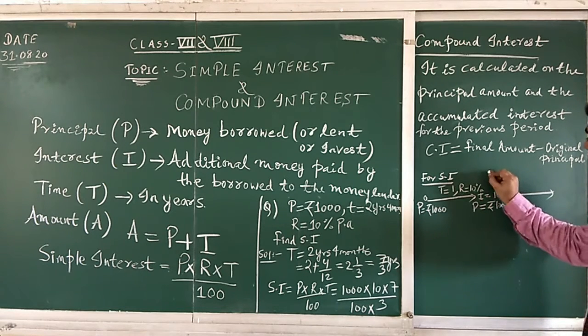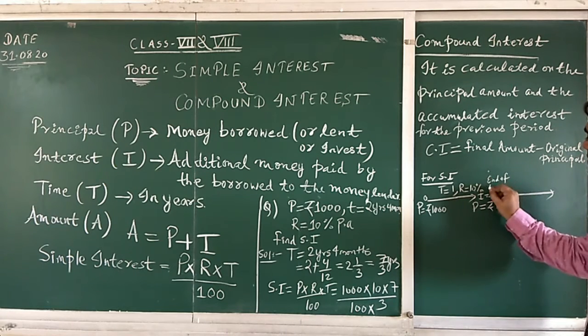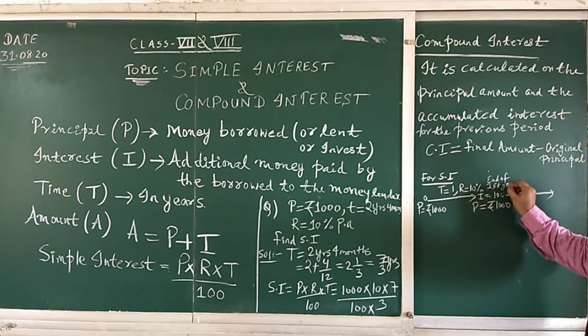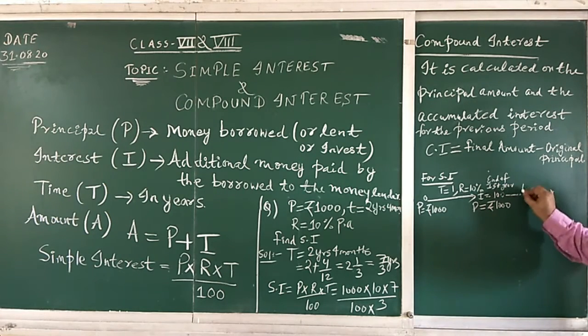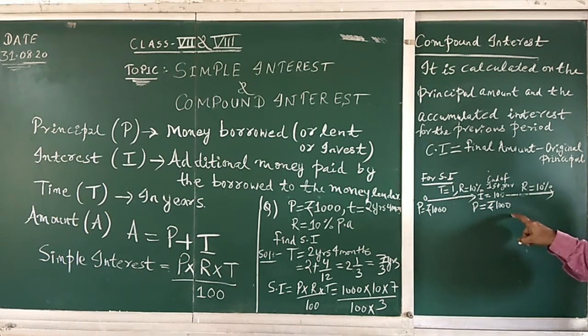This is at the end of the first year. Now again in the second year, the rate is 10% and the principal amount is the same, that is 1000. So your interest is again 100 rupees, and this is at the end of the second year.